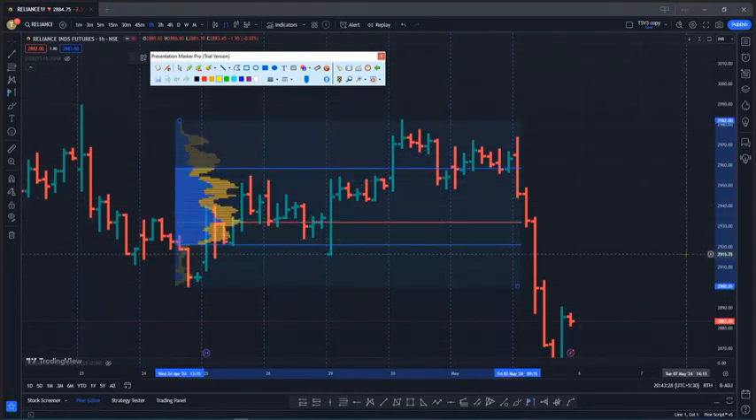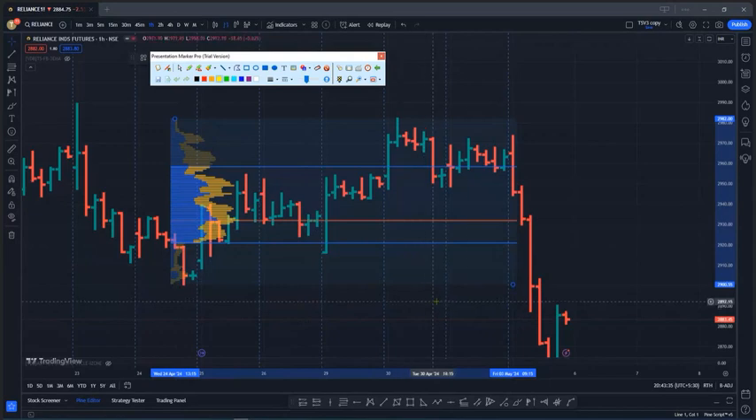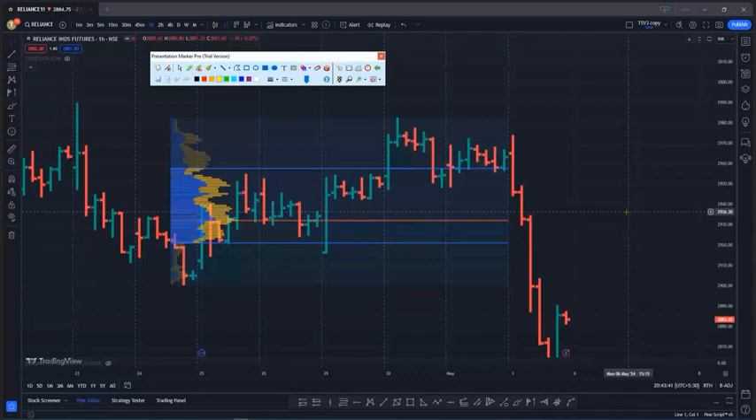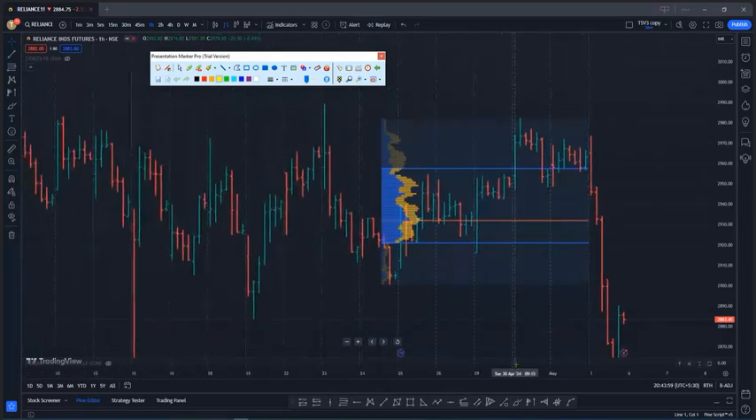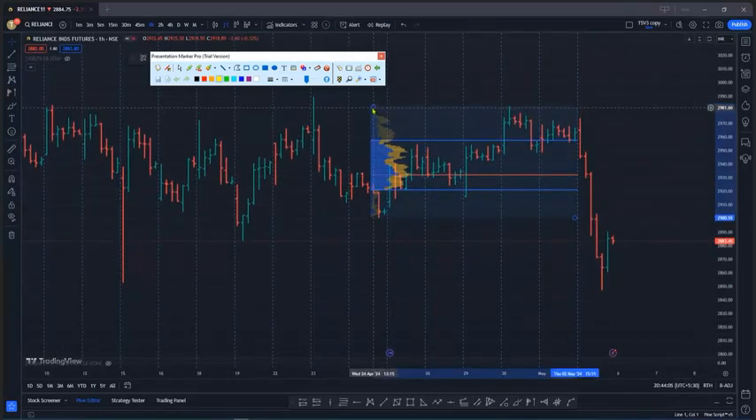So once the price rejected from this balance, here also there are two different colors, right? Once the price rejected from this profile, what happened? After crossing this balance, it still goes down. So this particular volume is not enough to stop the market.